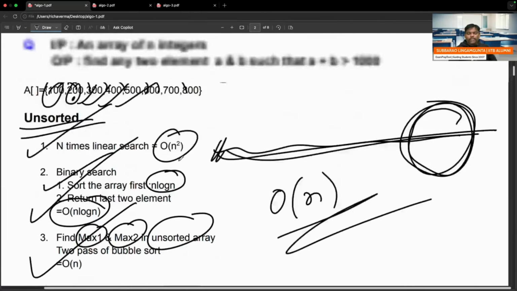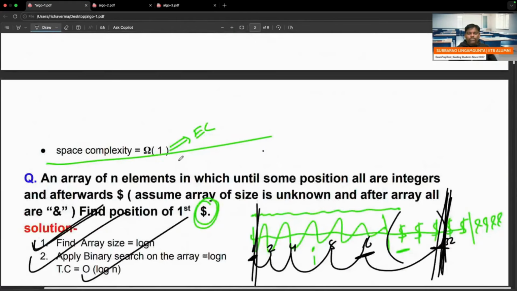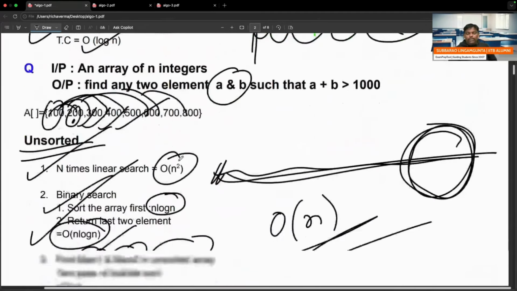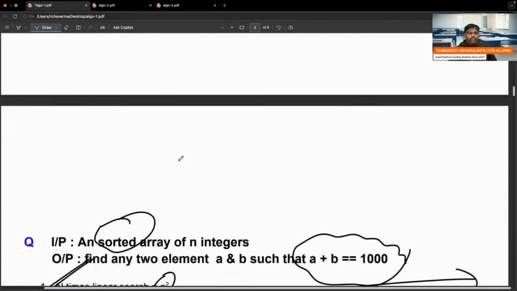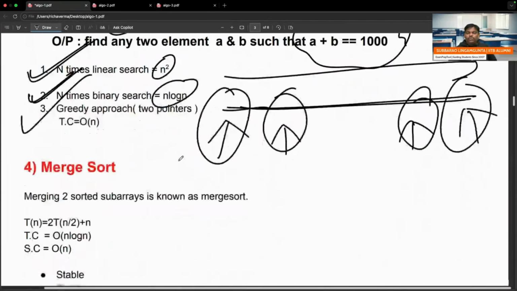Mostly you can expect this one in the exam. Someone is saying PDF milega, of course. I will give that. PDF also will come, so don't worry.